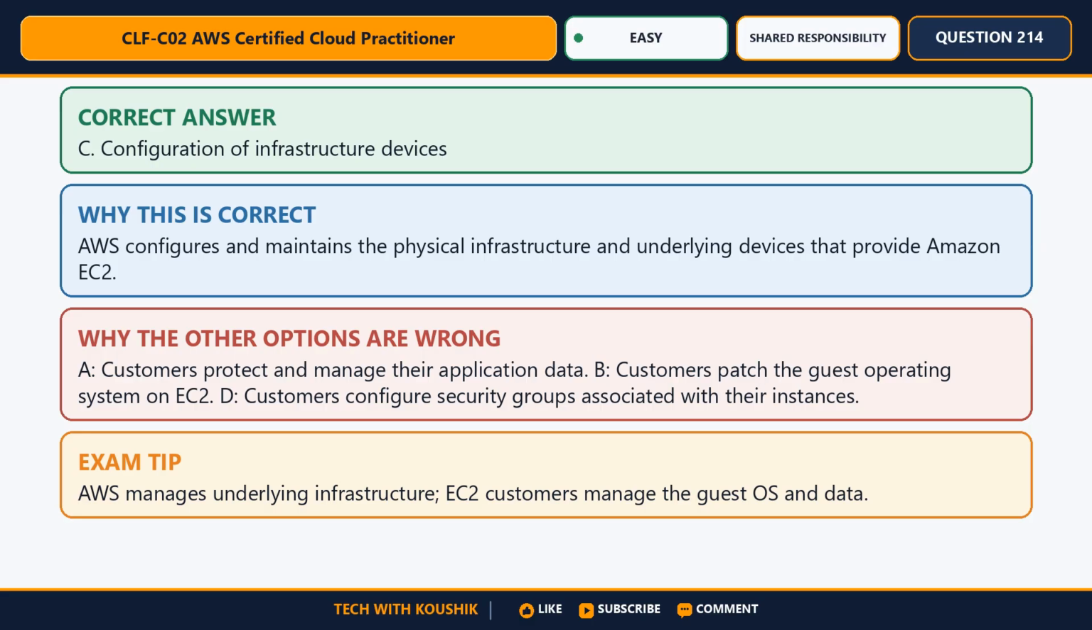A. Customers protect and manage their application data. B. Customers patch the guest operating system on EC2. D. Customers configure security groups associated with their instances. Exam tip. AWS manages underlying infrastructure, EC2 customers manage the guest OS and data.